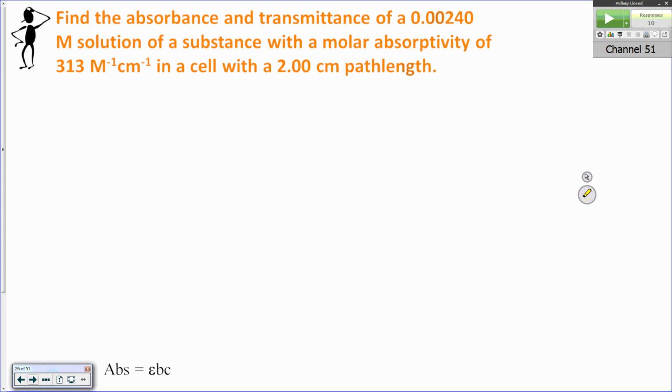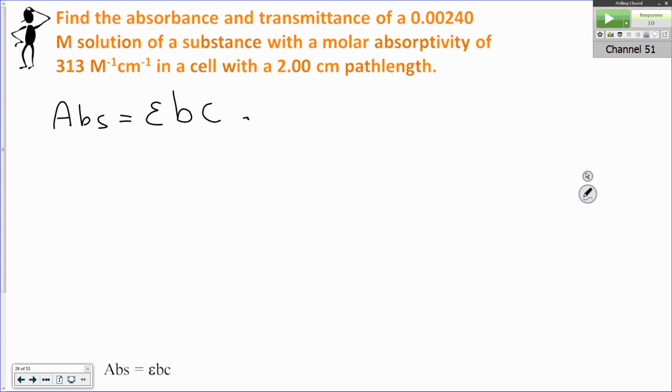Okay, so we'll start this. I've got a series of 5 or 6 problems. We're certainly not going to get through all of those, but we'll just start off. Find the absorbance and the percent T of a certain concentration of a substance that has a given molar absorptivity in a 2 centimeter cell. So it's just a try-and-get-through problem. Absorbance is equal to molar absorptivity times path length times concentration.